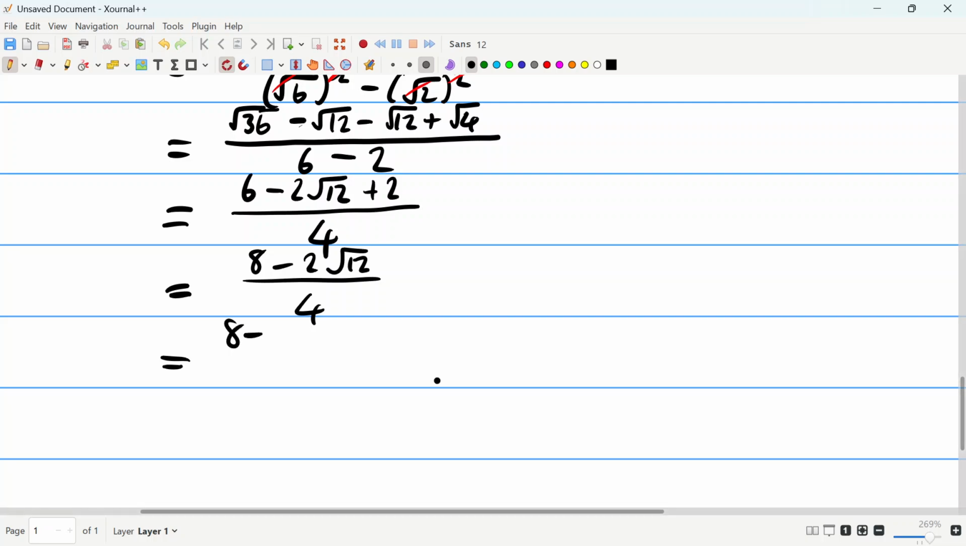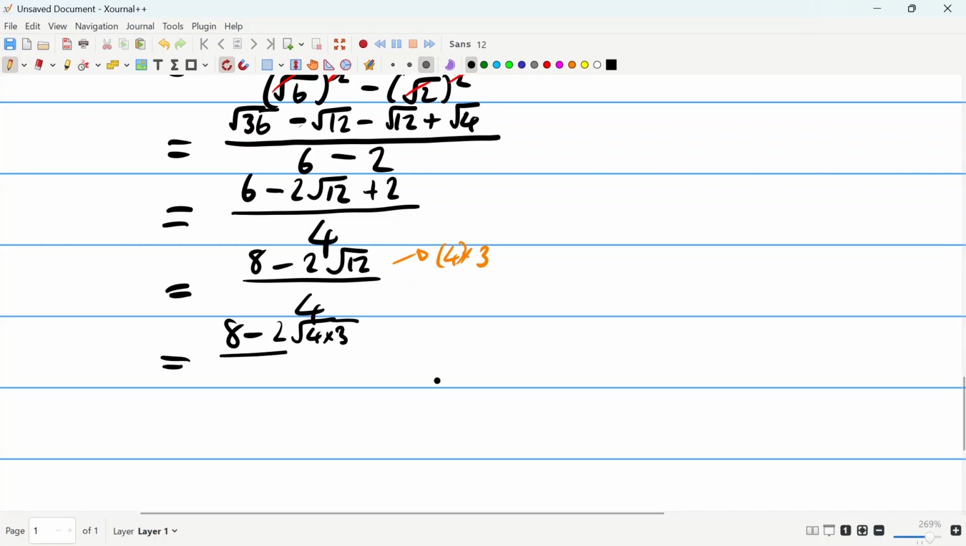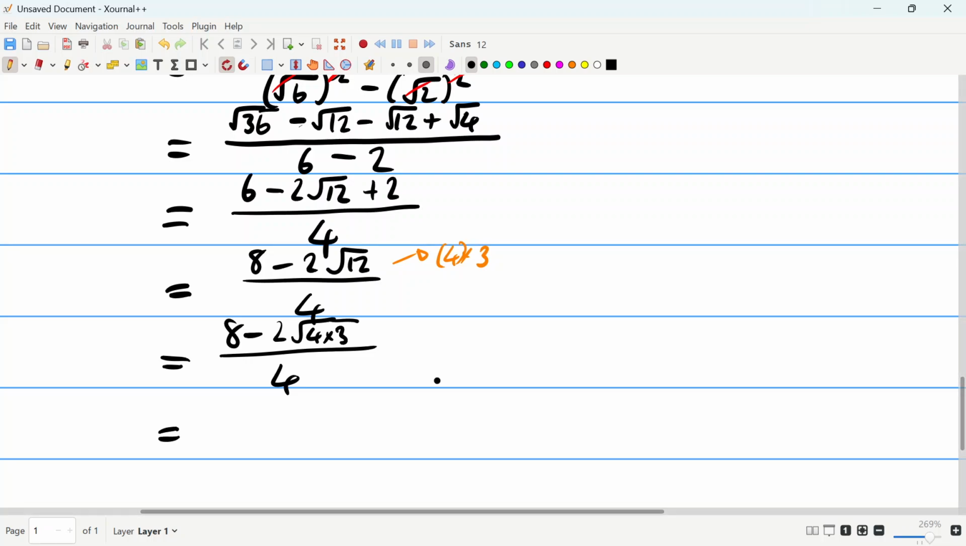All you need to do is just say 8 minus 12. Can we get a perfect square from that? Yes. We can actually break 12 up as 4 times 3, right? And 4 is a perfect square, meaning we can write it as 2 times square root of 4 times 3, right? And then over 4. And then the square root of 4 is just 2, so it's 8 minus 2 times 2 times square root of 3, which is basically 2 times 2, which is 4. So we are left with that.